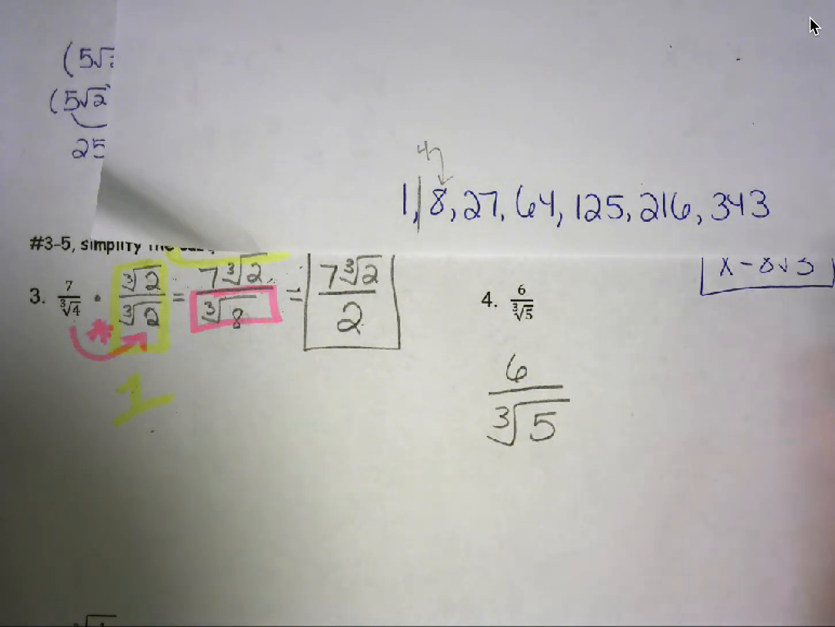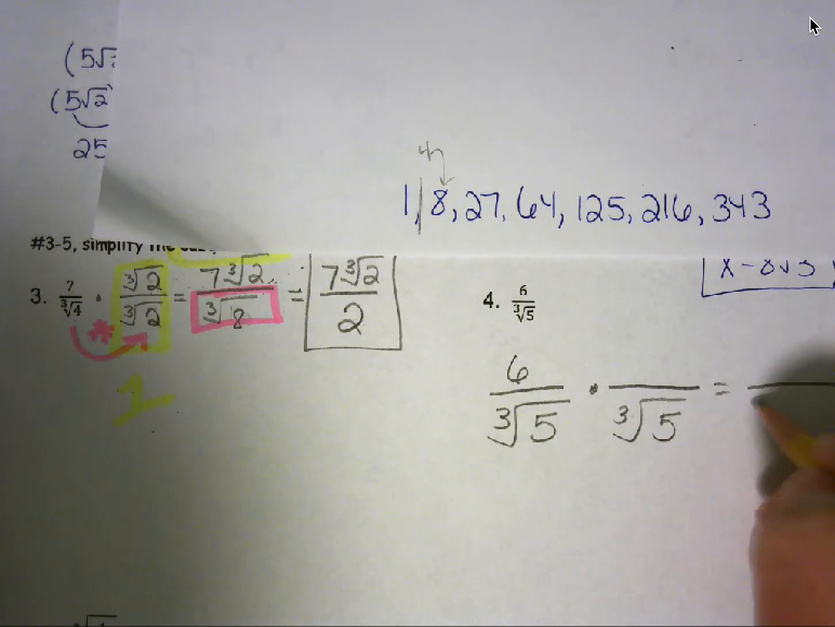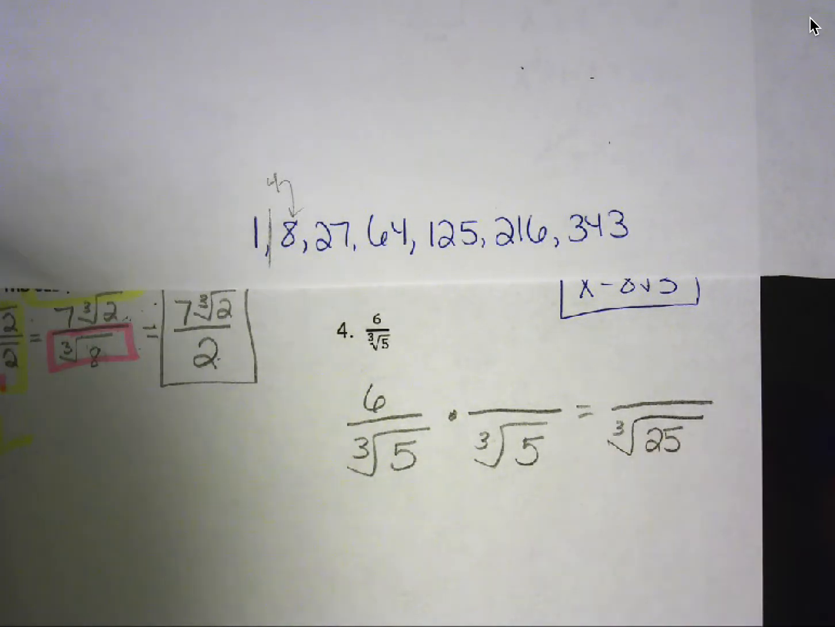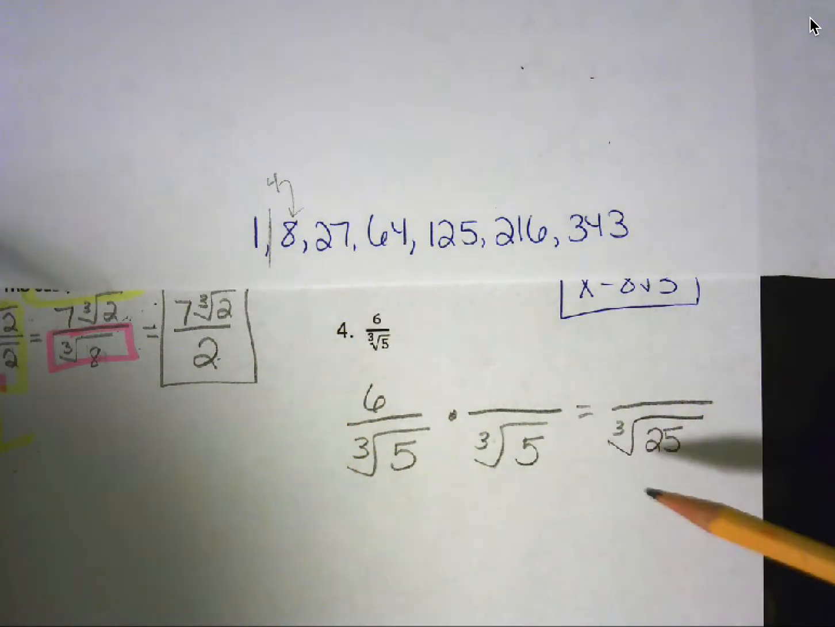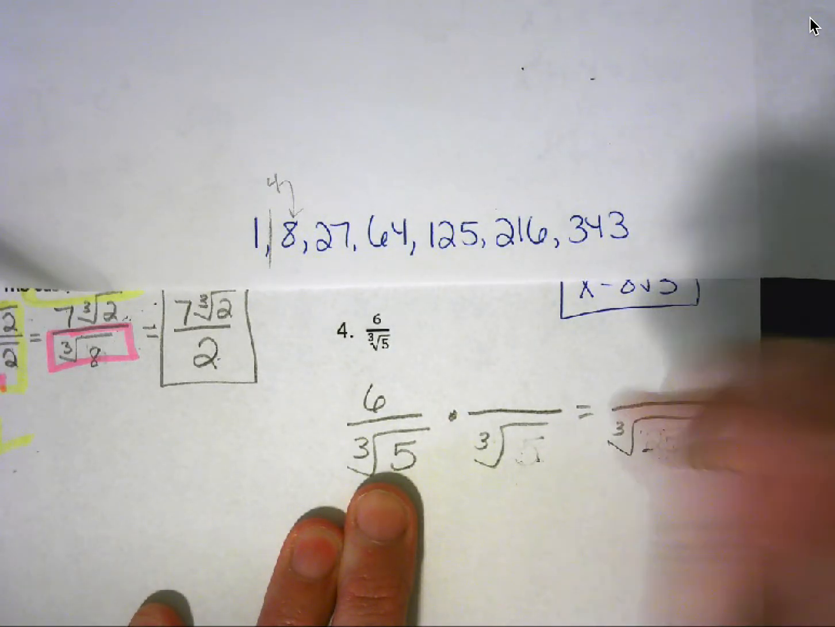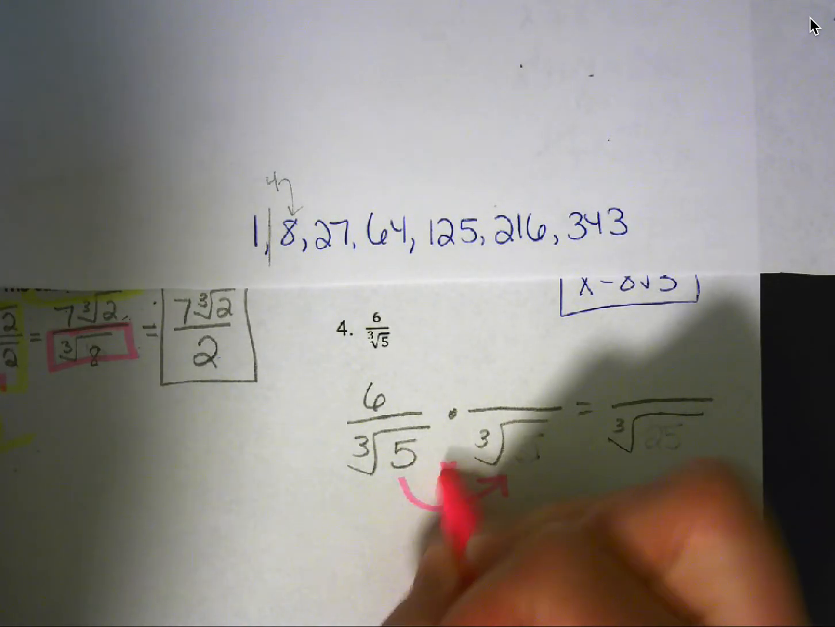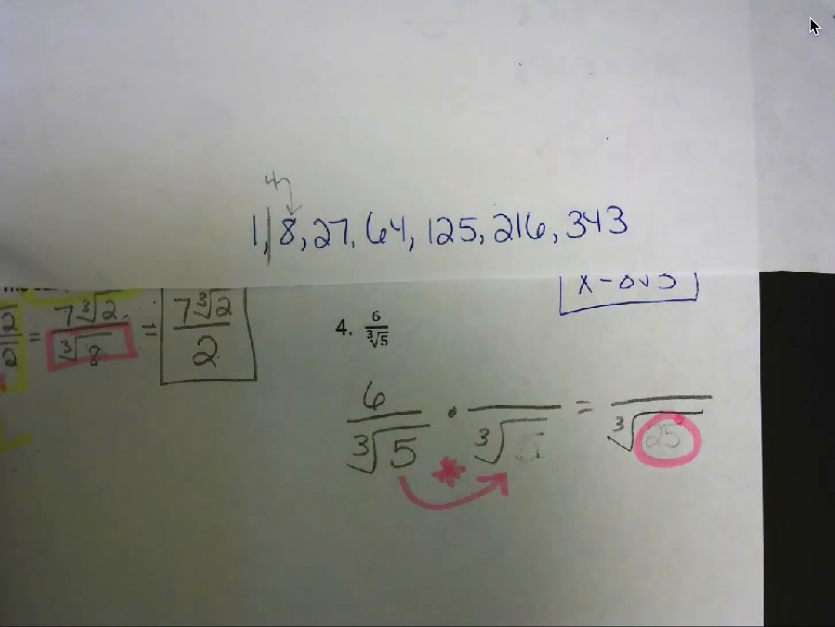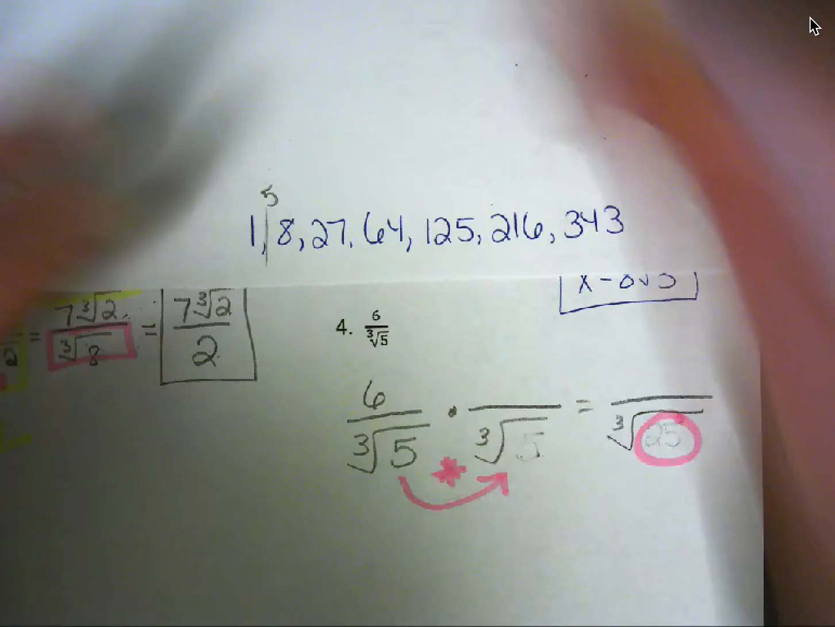Now again, think about if I were to times this by the cube root of 5, that's going to get me the cube root of 25. But 25 is not a perfect cube up here. So that is not going to help me. So I need to ask myself, what am I going to multiply by? What do I multiply by that's going to make this perfect? So go up to your little list here, and 5 sits right there.